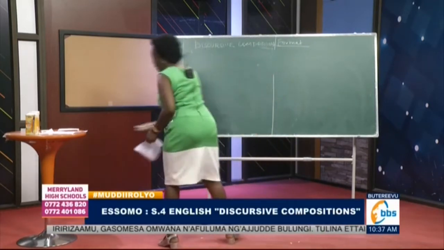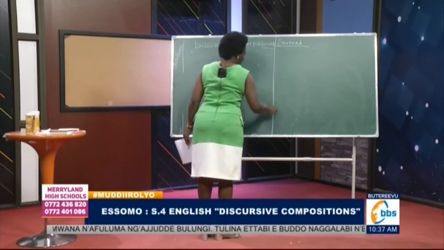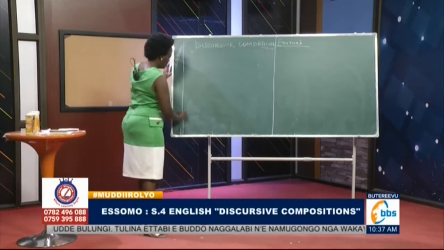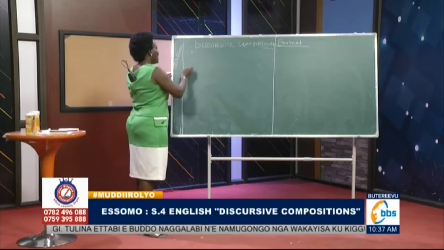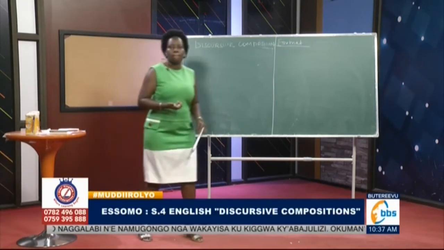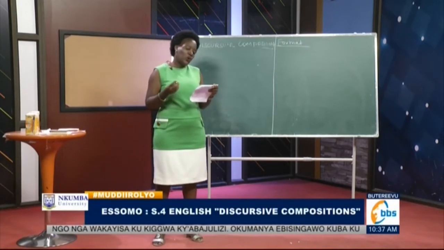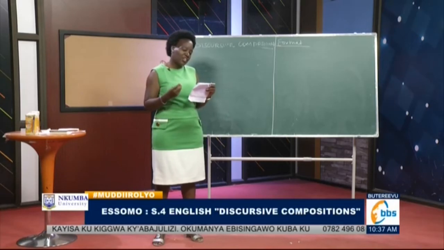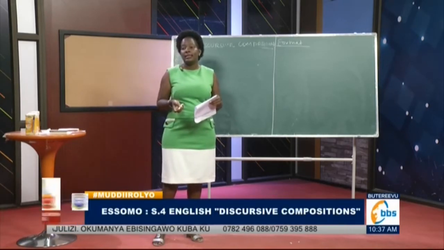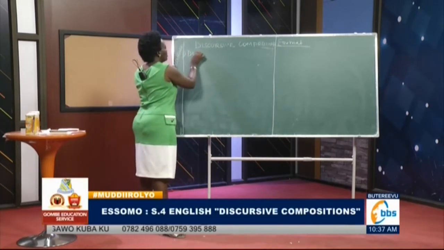But like we said at the beginning, we have different compositions. And so here we are looking at the discursive. So what are you going to say? There are numerous questions that will come in such areas, and some of them will start with, for example, do you agree that polygamous marriages should be abolished from our communities? Such a question can come. Do you agree?